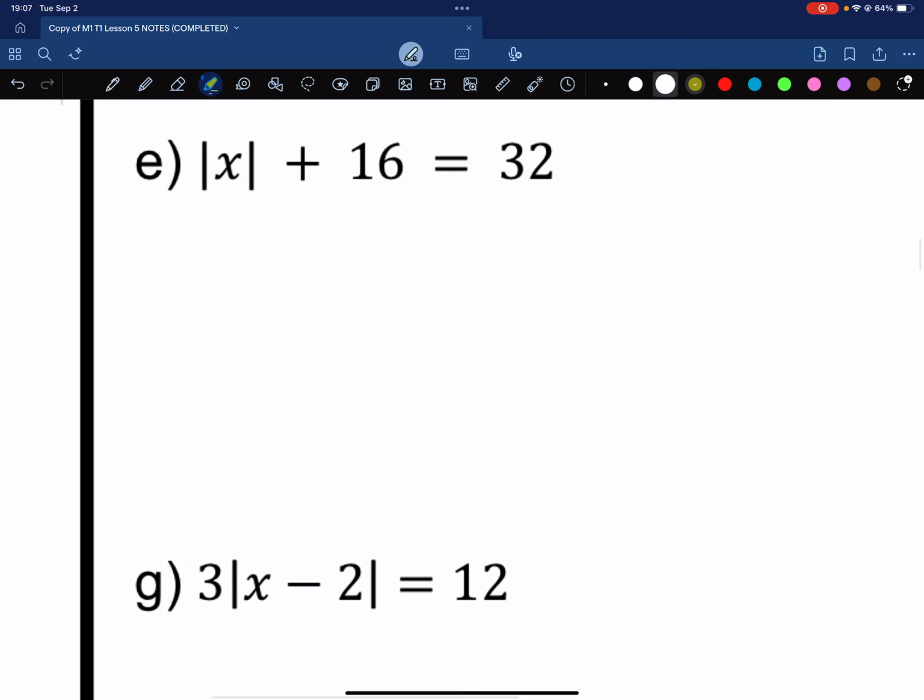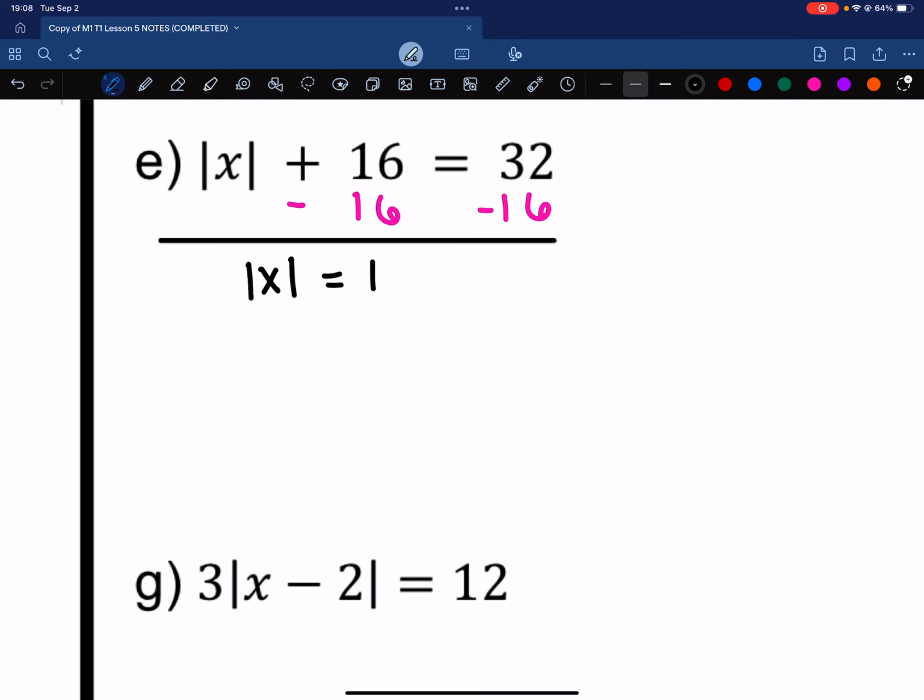Now, looking at letter E, ask yourself, is there anything being added, subtracted, multiplied, or divided to the absolute value? And in this case, yes. This 16 is being added. We need to move this over before we do anything else. So to move it, we are going to subtract 16 from both sides. And that gives us the absolute value of x is equal to 16. Now we can go ahead and drop our absolute value bars, but you have to remember when you drop them, one is set equal to -16, one is set equal to positive 16. In this case, the x's are by themselves, so we're done solving that one.